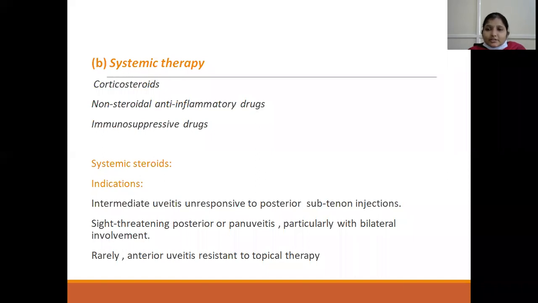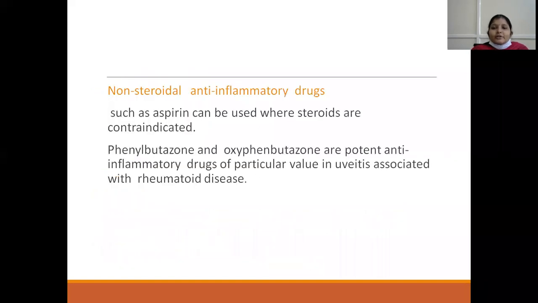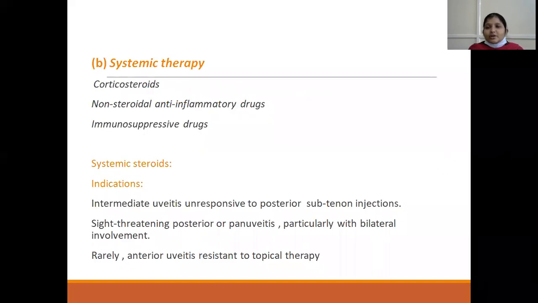So what is the indication for systemic steroids? When there is intermediate uveitis which is not responding to subtenon injections. Similarly, anterior as well as posterior uveitis which is bilateral in nature, and resistant to topical therapy. So how do we give systemic steroids? We can give either daily therapy or alternate day therapy. Daily therapy, we have to give 60 to 80 mg daily up to 2 weeks, and gradually taper over 6 to 8 weeks.